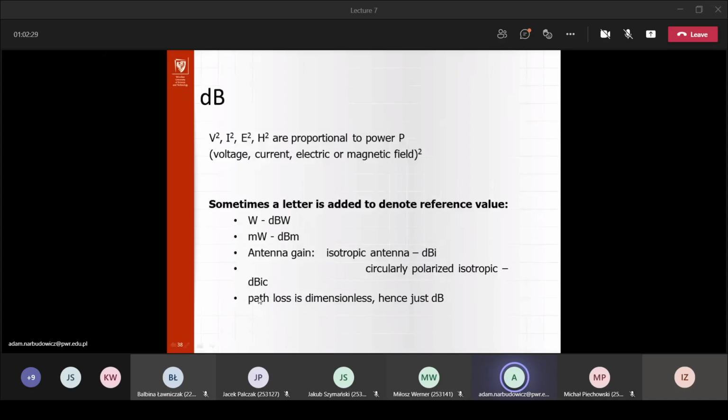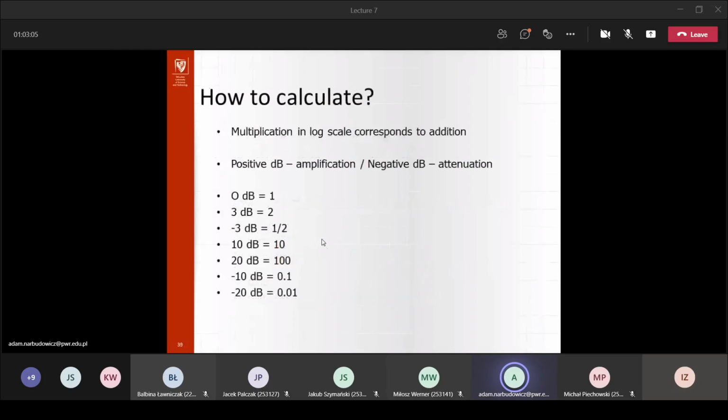And then if we speak about so-called path loss, this is considered an attenuation. This is dimensionless, so it's simply dB. You're basically comparing to one, right? This is something to keep in mind, especially if you have two values, one expressed in dBW and the other in dBm. Bear in mind there's a 30 decibel difference between the two, right?